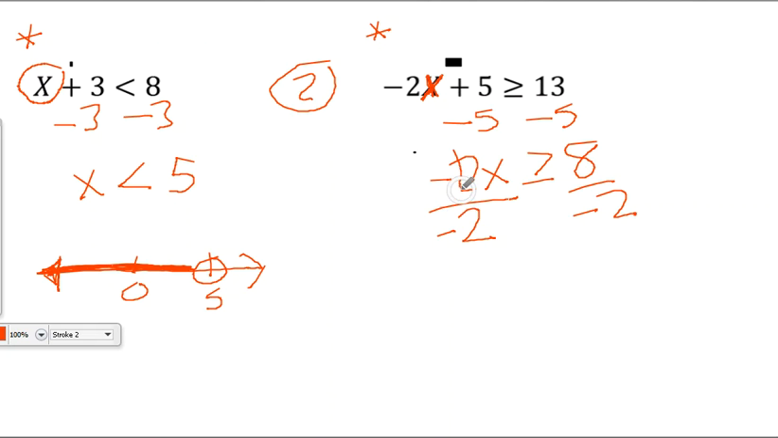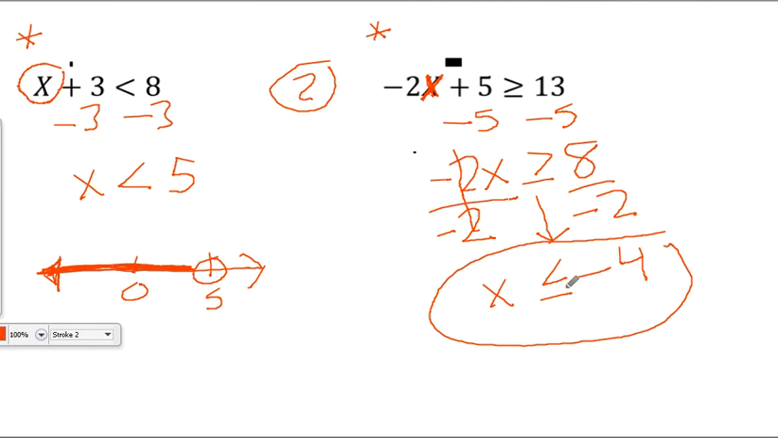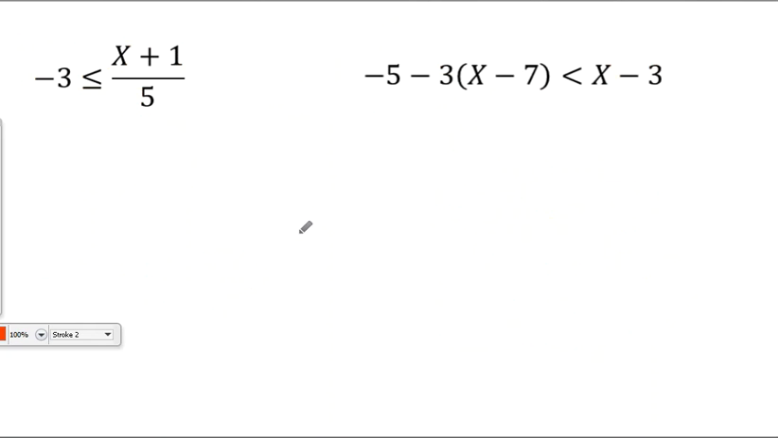Negative 2 divided by negative 2 leaves us with a positive 1x. We have to take and flip this inequality symbol so it looks like this. X is less than or equal to negative 4. Okay, so solving inequalities is just like solving equations, but if you divide by a negative, you have to flip the inequality symbol. Okay, let's go ahead and look at another one.